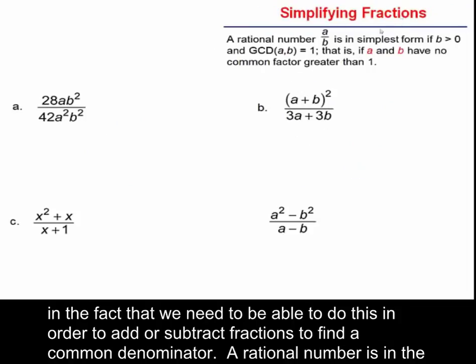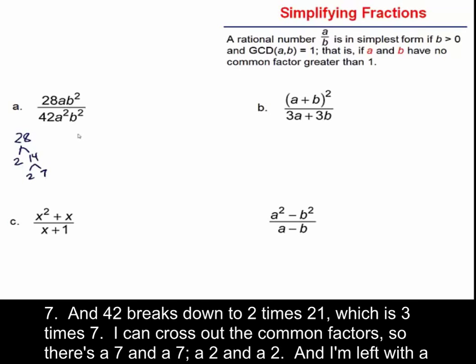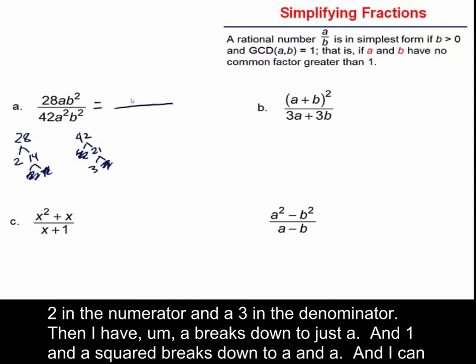A rational number is in the simplest form, and so now we have to see about reducing these. So for this one, I'm going to use prime factorization. 12 is 2 times 6, which is 2 times 2 times 3, and 42 breaks down to 2 times 21, which is 3 times 7. I can cross out the common factors, so there's a 2 and a 2, and I'm left with a 2 in the numerator and a 7 in the denominator.